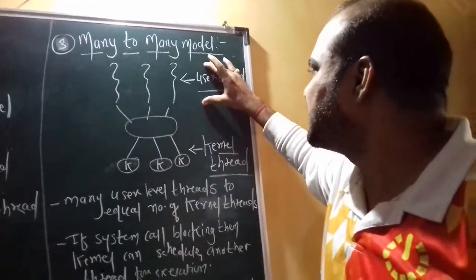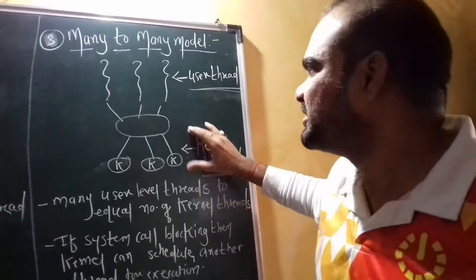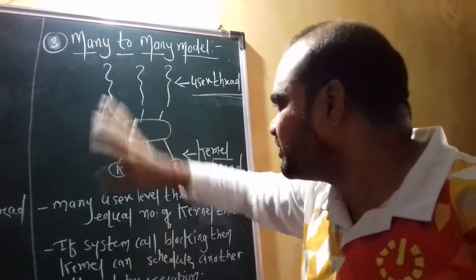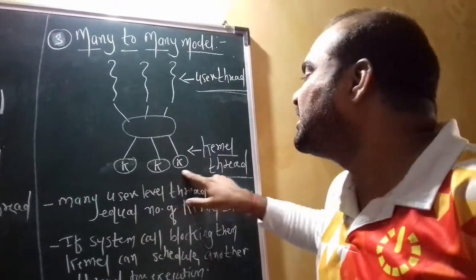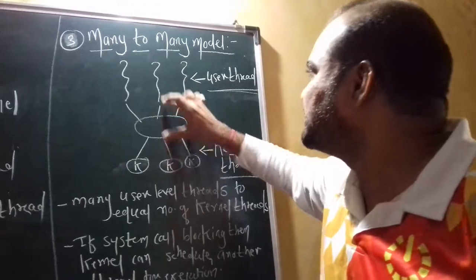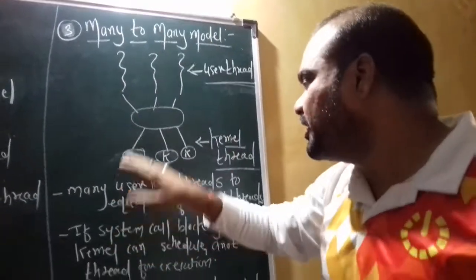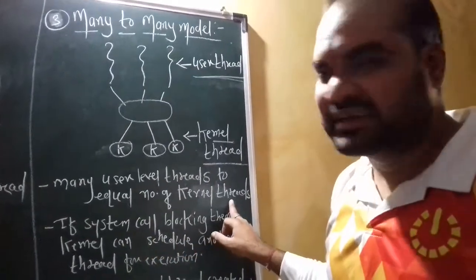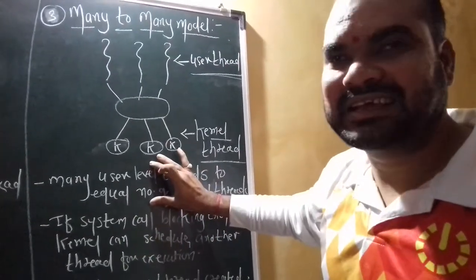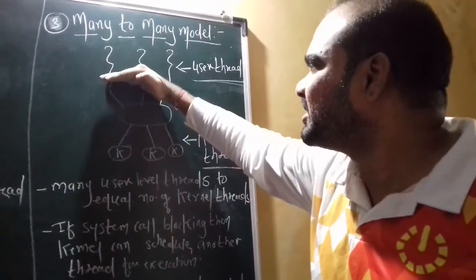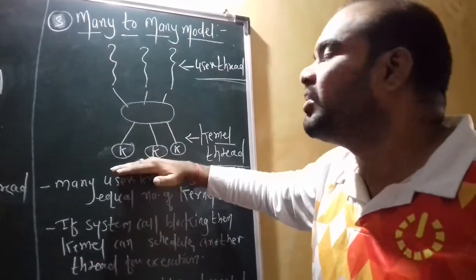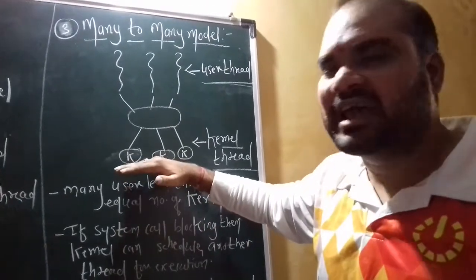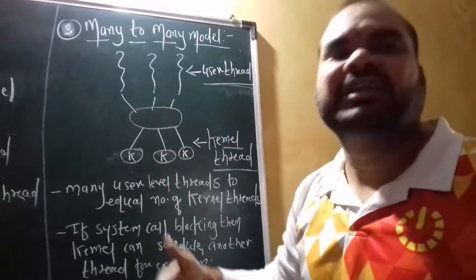Here there are user level threads and here there are kernel level threads. A number of user level threads are connected, at a time, to a number of kernel level threads. That is exactly the many-to-many model. Many user level threads map to an equal or smaller number of kernel level threads. That is the exact definition. This happens in programs, files, and projects.